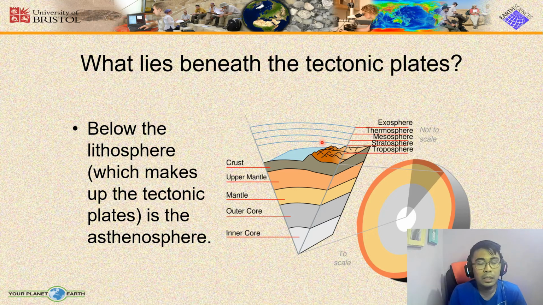Okay, beneath the asthenosphere is the rest of the mantle, which is completely solid but can also flow because of the intense temperature and pressure. Okay, so that's the answer to that question, what lies beneath the tectonic plates?